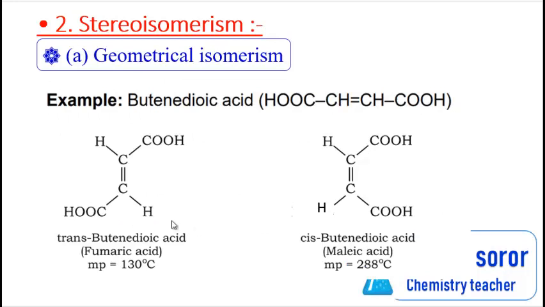In cis isomer, melting point 130 degrees Celsius and trans form has 288 degrees Celsius. So there is a big difference in physical properties such as melting point between the cis and the trans isomers.